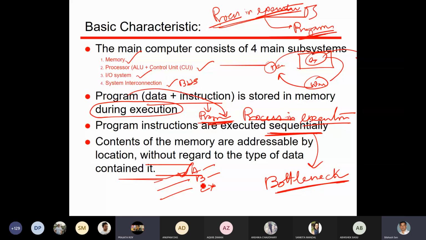Sir, your voice is cracking, sir. We could not hear anything you said after the bottleneck portion, sir.